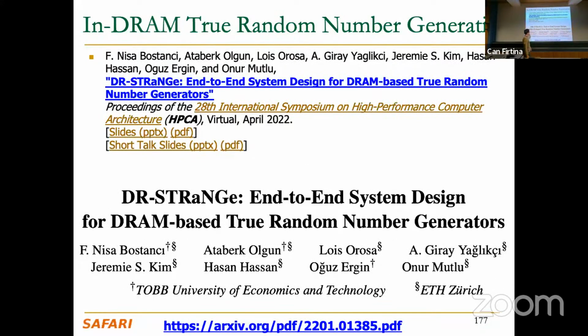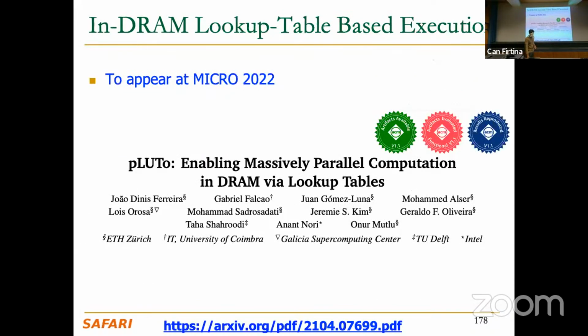And this is an extension of the random number generation. But in this case, it's an end-to-end system design. That's also something normal. You start with some basic idea, let's activate 4 rows at the same time. But after that, you want to integrate that into the actual system and use it on a real world application, right? So this is a demonstration of that.